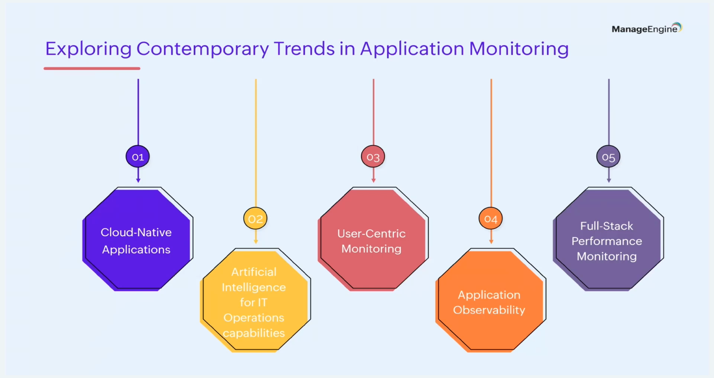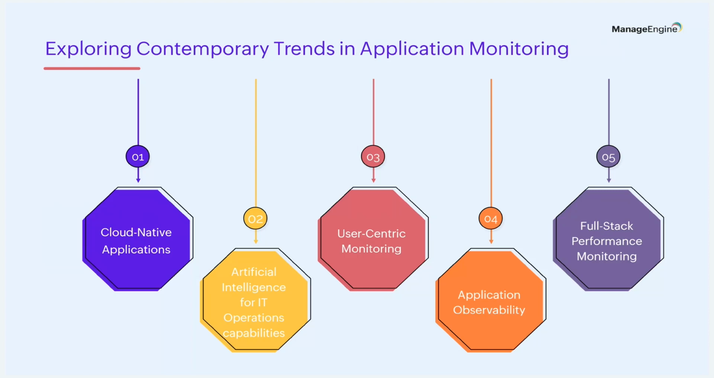The second trend is the use of artificial intelligence for IT operations, which is AIOps, and machine learning, which can also help to detect unusual system behaviors, automate IT tasks, predict future issues using historical data, and optimize resources based on the real-time performance of your application. The third trend is user-centric monitoring. This approach focuses on the end-to-end experience by tracking the user's journey from accessing the application to completing tasks. It measures the page load time, response time, and overall responsiveness to improve user satisfaction.